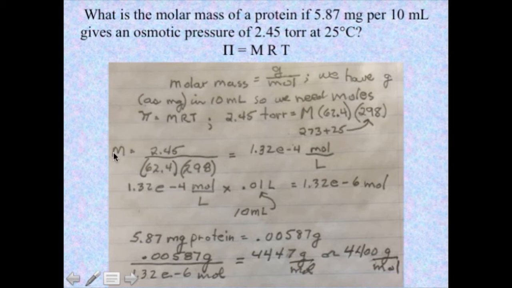Solving for molarity, we get 1.32 times 10 to the minus 4 moles per liter. And we multiply that by 0.01 liters, which is 10 milliliters, to get 1.32 times 10 to the minus 6 moles. So then we divide the grams of protein by the moles of protein, and we get around 4,400 grams per mole.